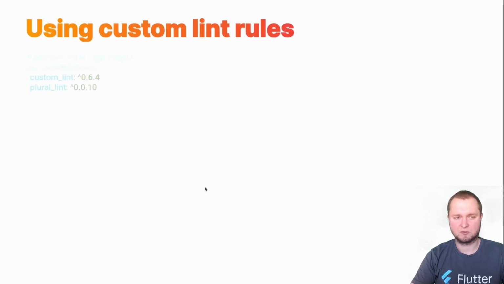And how to use custom lint rules. In the pubspec YAML of your app project, note this is the app project, not the custom lint rule project. In the dev dependencies, note the dev dependencies, not the plain dependencies. You have the custom lint without the builder suffix, and the dependency containing the custom lint rules. In this case, plural lint. And what is important, in analysis options YAML, you have to enable the custom lint plugin. Custom lint, not the plural lint.